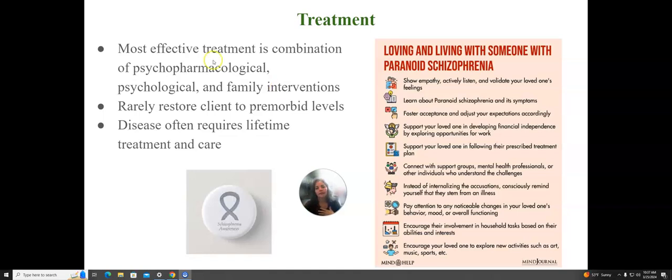skills. And then it's really unlikely that they'll ever return to the same behavior and performance and functioning as before the diagnosis. And so we often see that this particular diagnosis, this set of disorders, often requires some degree of lifetime care and intervention. But you can continue to support people.